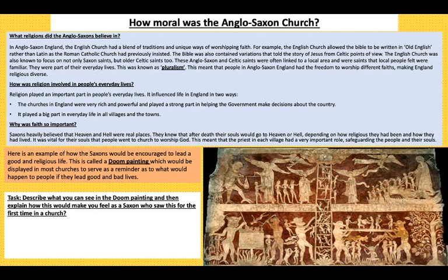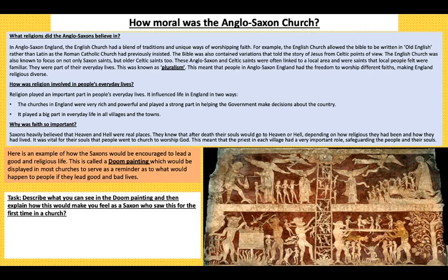These Anglo-Saxon and Celtic saints were often linked to a local area, saints that local people felt were familiar. So if the saints were more popular with that person in that area, that is the typical type of saint that they would worship. Okay, so the saints were part of their everyday lives, and this is known as pluralism. So this meant that people in Anglo-Saxon England had the freedom to worship different faiths, making England extremely religiously diverse.